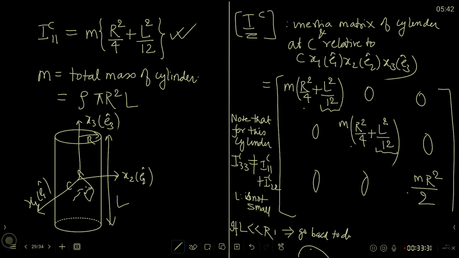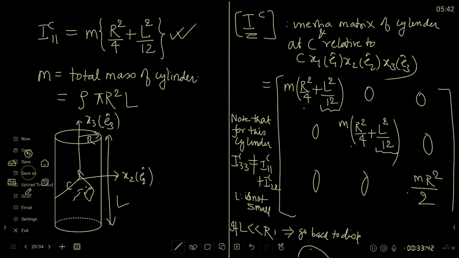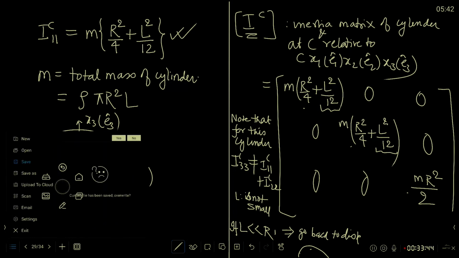Once derived, this goes to our reference table once and for all. Any time in future we need IC for a cylinder, we are not going to do the integration again and again. We are going to come back and refer to this result.